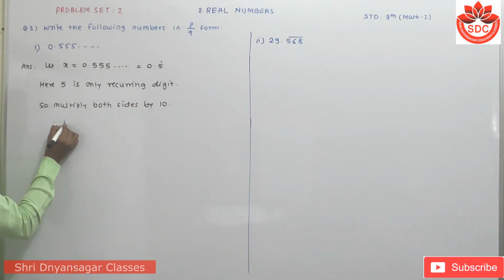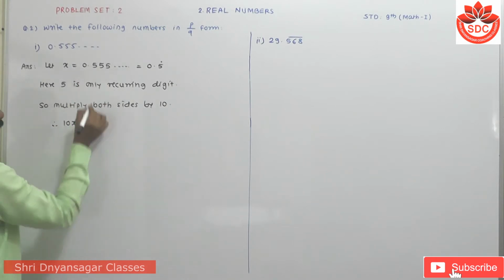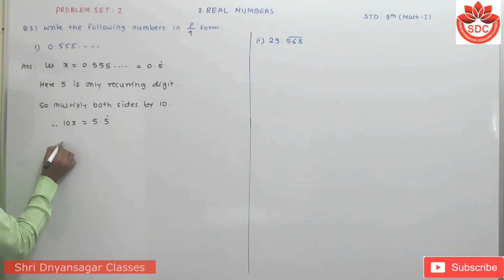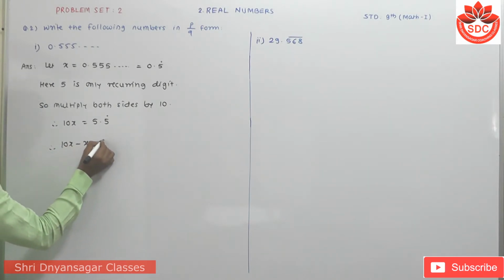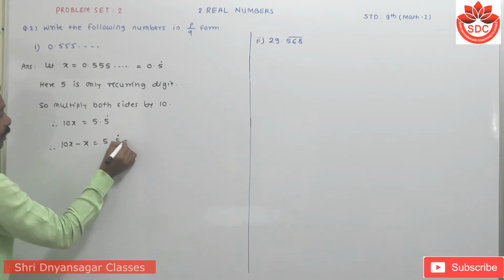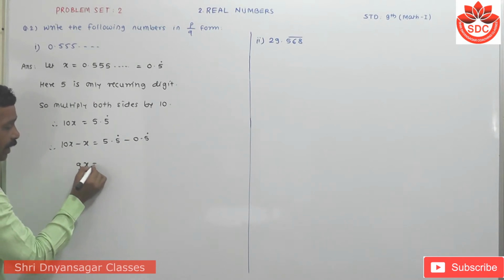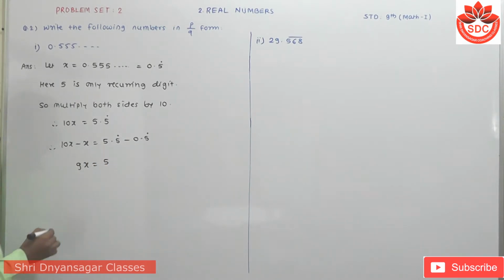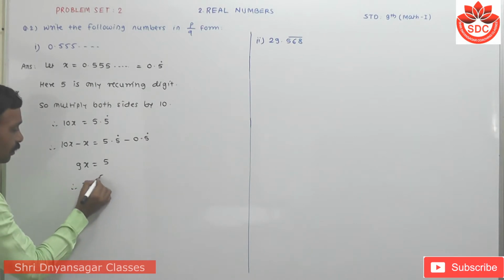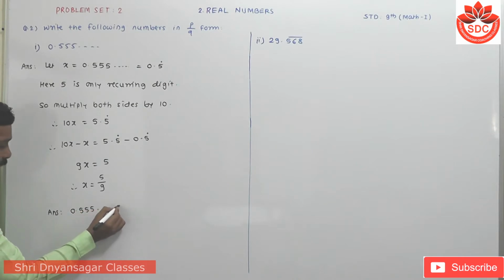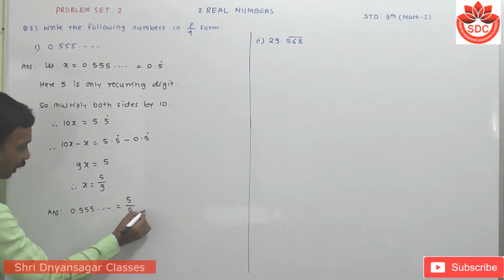Then 10x becomes 5.5 recurring. Then you have to subtract x from 10x, that is, 5.5 recurring minus 0.5 recurring. When we subtract, 9x is equal to 5. Therefore x equals 5 upon 9, which is in the form of p upon q. So the answer is 0.555 recurring equals 5 upon 9.